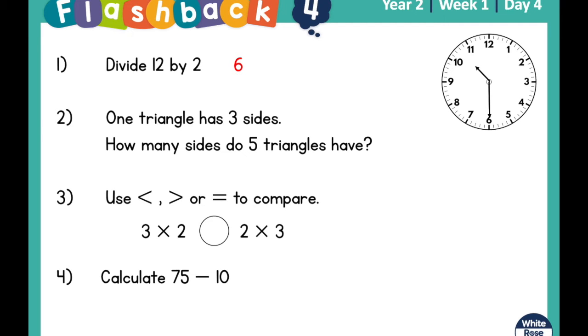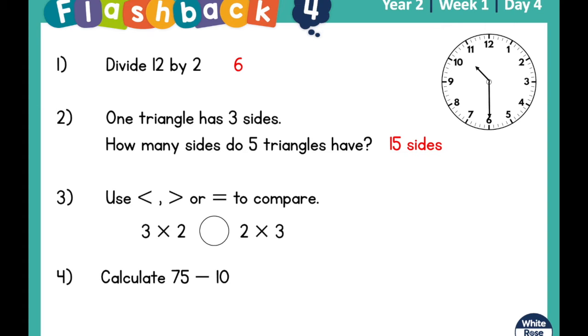Question 2, one triangle has 3 sides. How many sides do 5 triangles have? So the calculation you needed to do here was 3 times 5, and the answer is 15. So 5 triangles have 15 sides altogether.